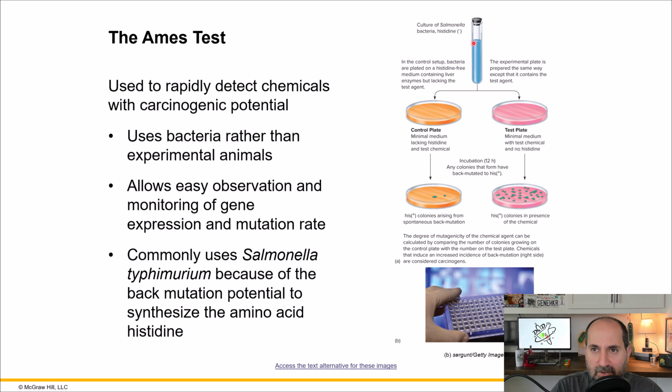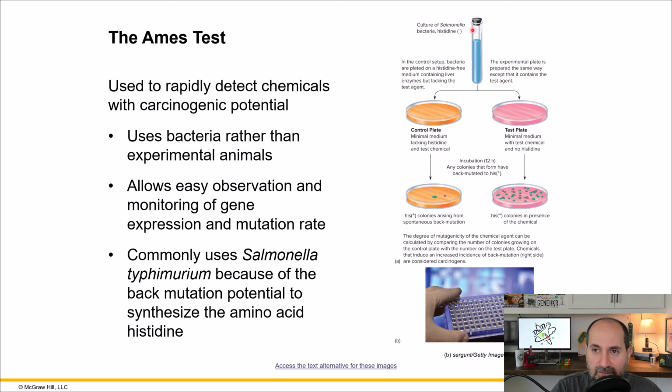What we have are a culture of bacterium that cannot grow in the presence of histidine, and when you plate them, very few bacterium grow, and these bacterium that do grow are bacterium that have undergone what's known as back mutation. They've actually randomly and spontaneously fixed the histidine mutation.